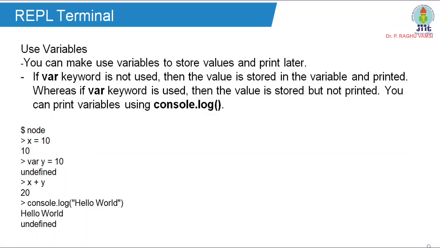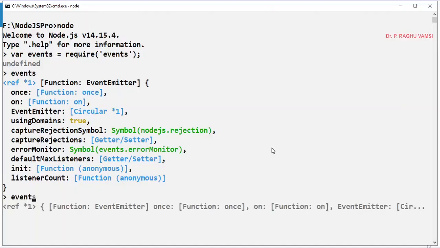In the REPL terminal you can use variables to store values and print them later. As we have just seen with events, we have stored the content, but we can print it afterwards, whenever you want. If the var keyword is not used, then the value is stored in the variable and printed. Whereas if the var keyword is used, then the value is stored but not printed. You can print a variable using console.log.